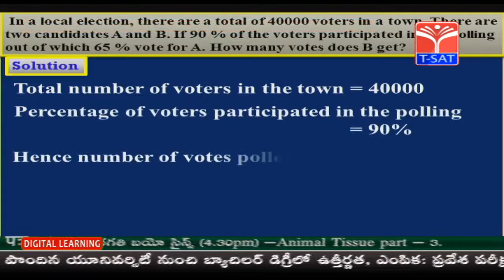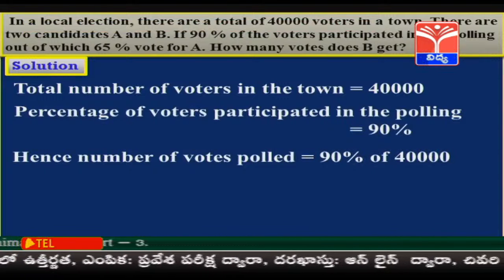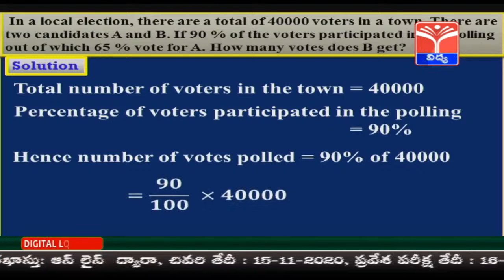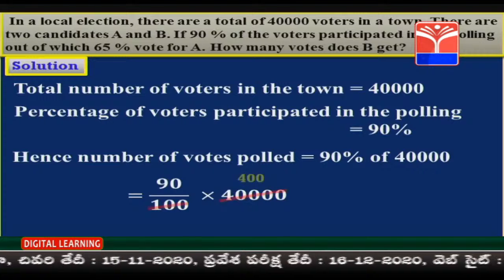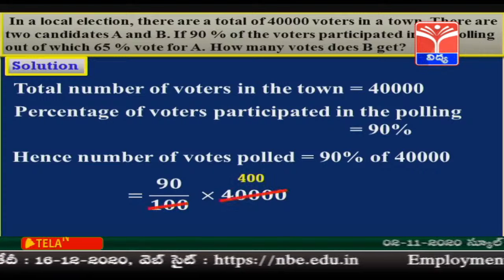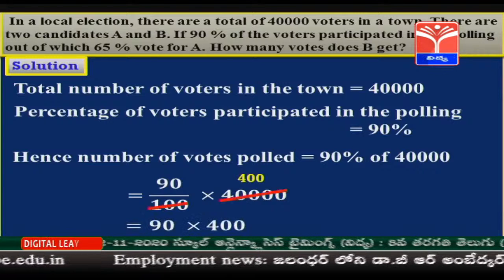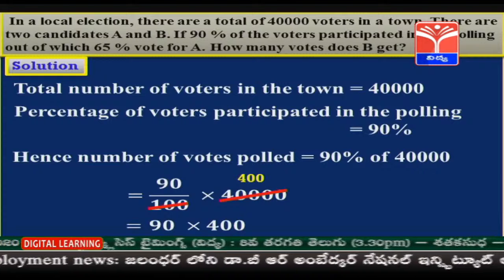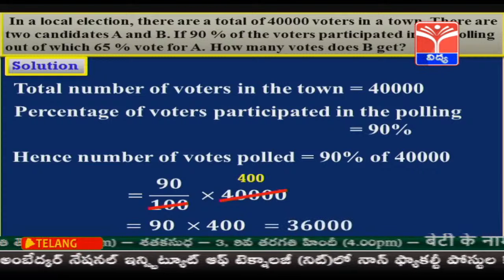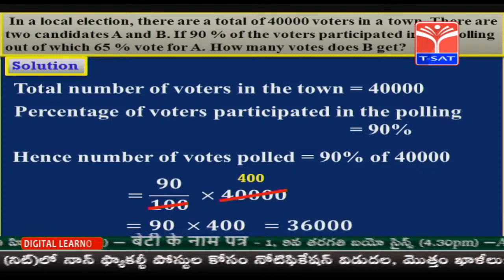That means the number of votes polled will be 90% of the 40,000. Now, let us calculate this. 90 by 100 into 40,000. 100 goes 1 time and in 40,000 it goes 400 times. Hence, we get 90 into 400, which is 36,000. So, there are how many votes polled? 36,000 votes are polled in the town.